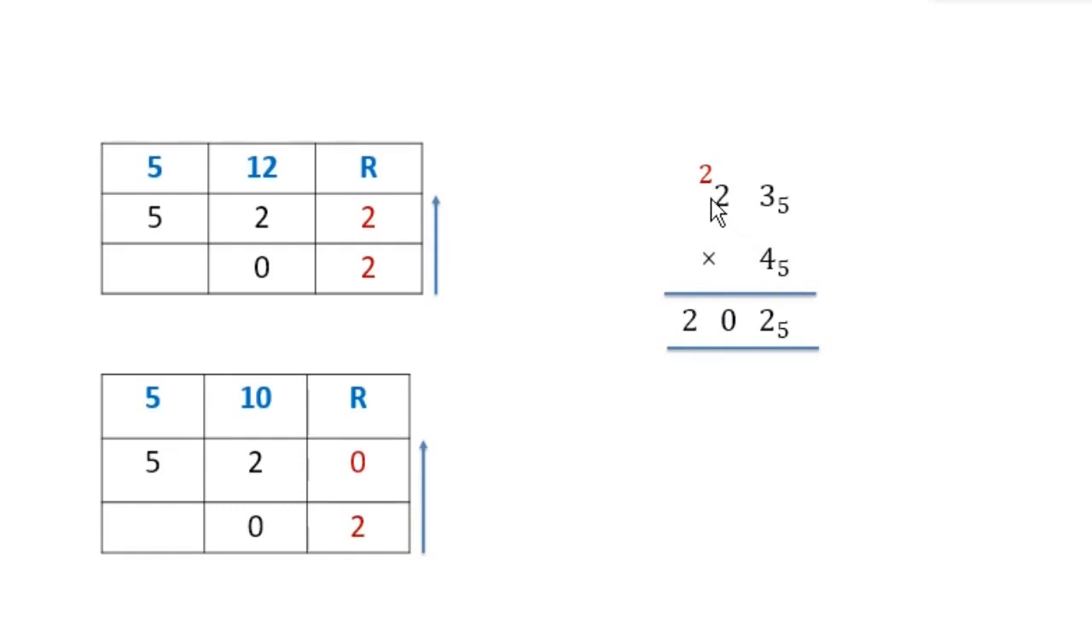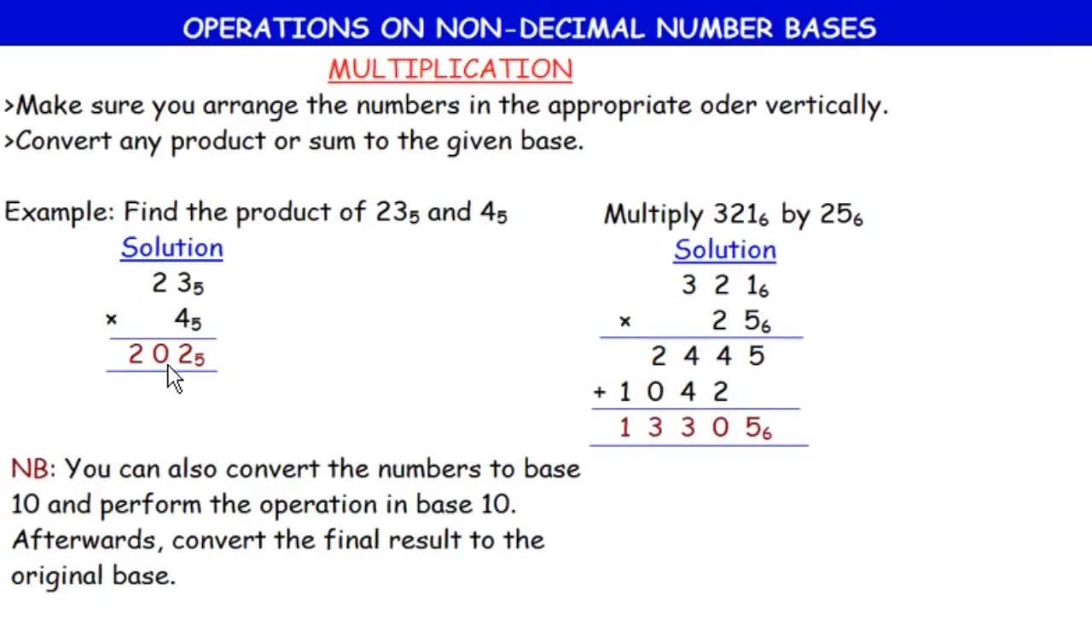So what is 4 times 2? 4 times 2 is 8. And then we add it to the additional number that we had here, right? So what is 8 plus 2? 8 plus 2 is 10. But we have to convert the 10 to base 5. So in converting, 5 into 10 is 2, remaining 0. So our final answer becomes 202 base 5. Right, so that is what you are seeing here, 202 base 5.